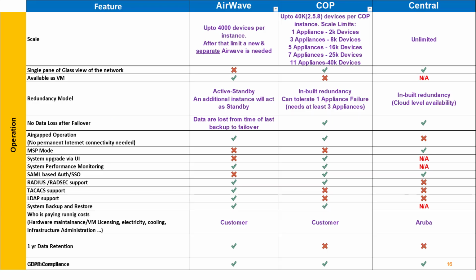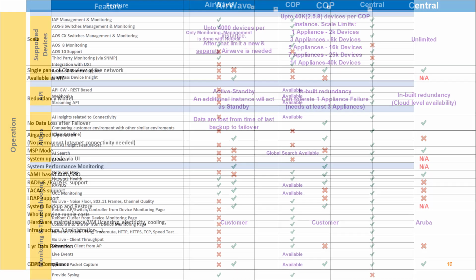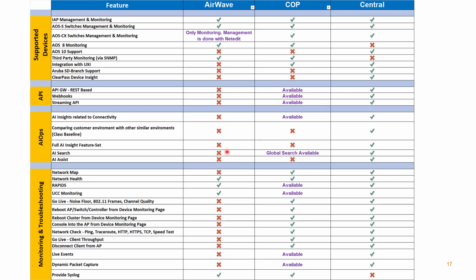The other thing is, if you would like to compare AirWave and Central On-Prem, again, you can go up to 11 appliances that support up to 40K. Surely that is a huge upgrade and improvement over AirWave. Central in the cloud is unlimited, and you can look at redundancy and some other features as well. I left you with this one as well, so you can have a look into it. And looking into Central, you can see it has everything basically.